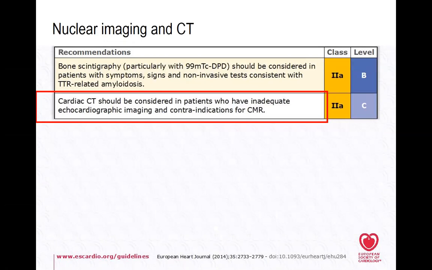CT, there is no class 1 indication for CT, but bone scintigraphy or nuclear imaging should be considered in patients with symptoms and signs of non-invasive tests consistent with amyloidosis, because sometimes you can mix up HOCM with amyloidosis, so you can get a nuclear imaging study. Cardiac CT scan should be considered in patients who have inadequate echocardiographic imaging and contraindication to MRI. So your first is echo, then MRI. But if the MRI is contraindicated, then you go for a CT scan.